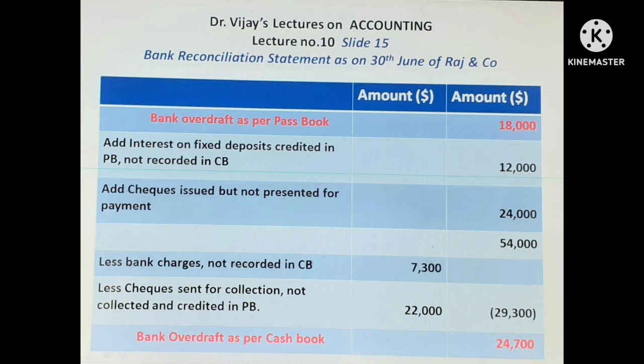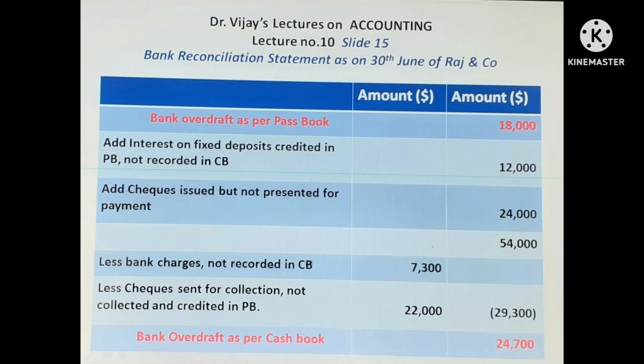Okay, now please understand one thing. If the total of items to be subtracted was a bigger amount and the answer was a negative value, then we would have come to the conclusion that cash book shows a favorable balance and not overdraft. I am telling it once again. Here the total of items to be subtracted is 29,300. It is to be subtracted from 54,000.